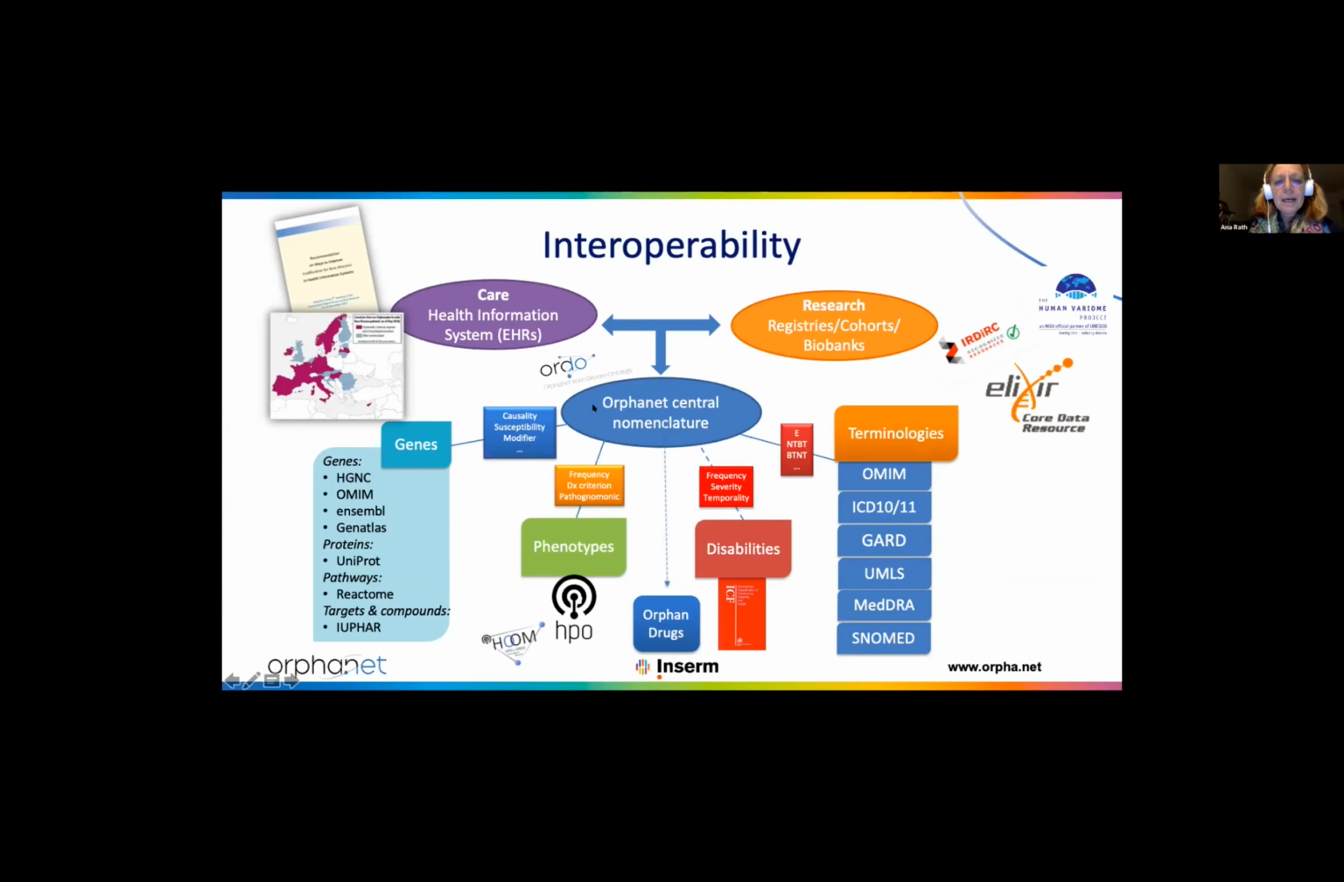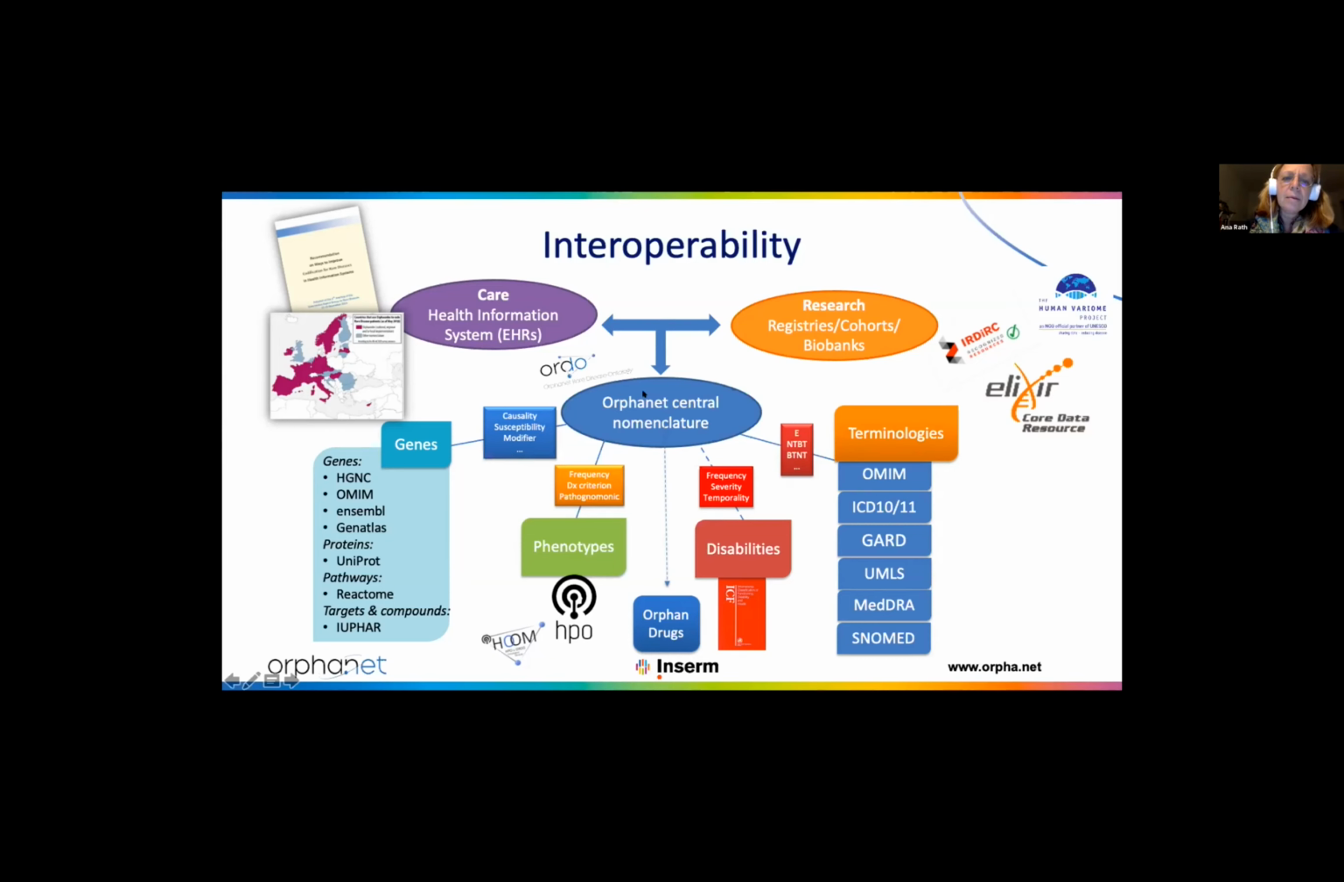Why? Because the nomenclature is connected, mapped through semantic relationships to other medical terminologies, but also to other pieces of data, like functional consequences or disabilities related to rare diseases, orphan drugs, phenotypes using HPO, and the genes with a relationship between the gene and the disease. And genes are also connected to other external resources, completing the genetic information.